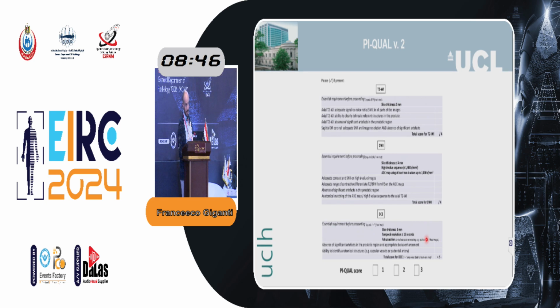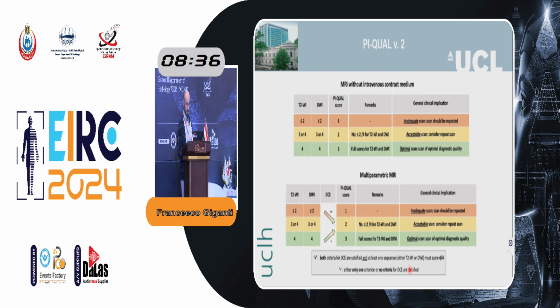It's either a plus or a minus, and the PI-QUAL score now is a 3-point scale, 1, 2, and 3, where 1 means non-diagnostic, 2 sufficient, and 3 good quality. And the other big change here is that we can apply PI-QUAL version 2 both to biparametric and multiparametric MRI, as you can see here. There is, of course, a combination of different scores. I'm not going to go through this in too much detail.